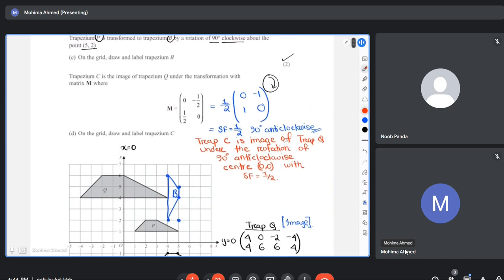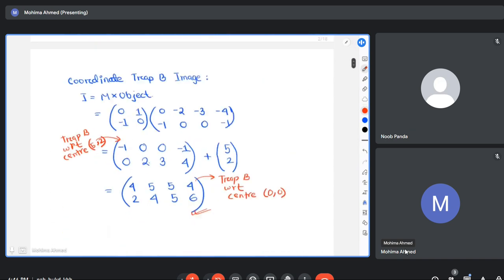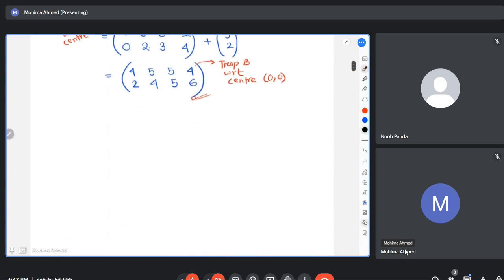We just have to find the coordinates of trapezium Q. Image is equal to matrix into object. That is all we need to do over here. So for that, I'll just scroll back to the very bottom. For part D now, image is your trapezium C.